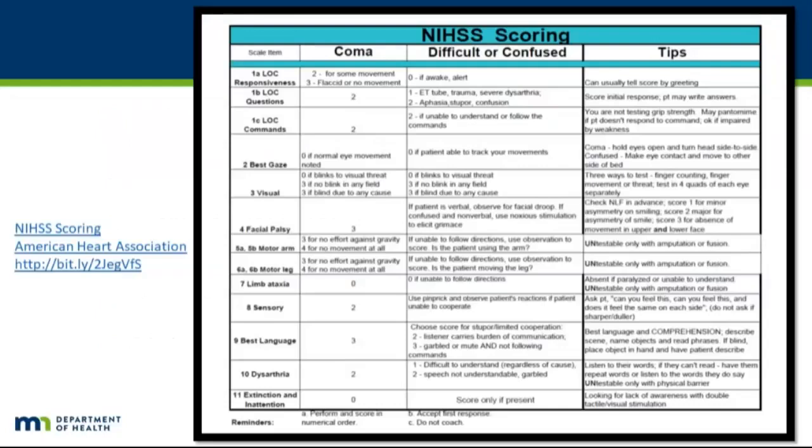Here's a great resource from the AHA. The link is included here on the left side of the slide. There's also a table shown here that lists each of the scale items, what to score for coma, difficult or confused, and then also some nice tips for scoring. Some of these tips I've included in the rest of the presentation today.